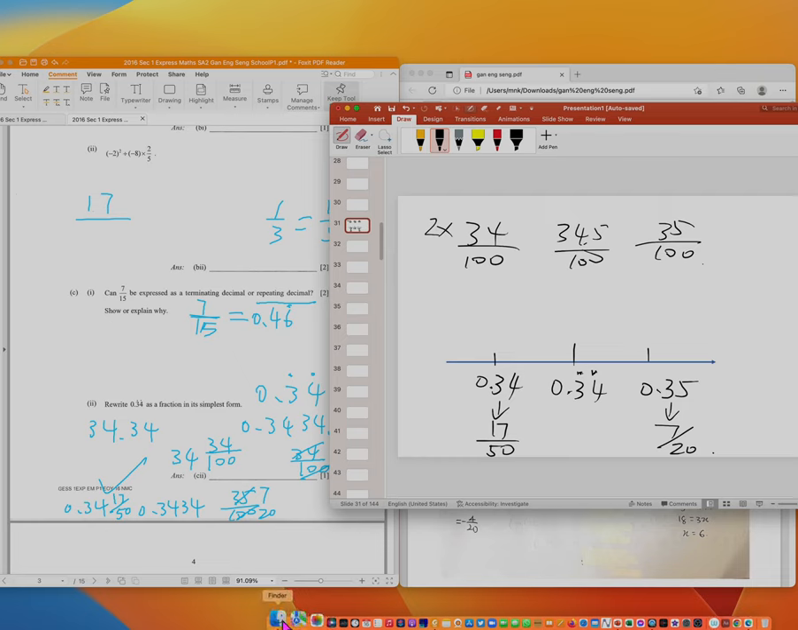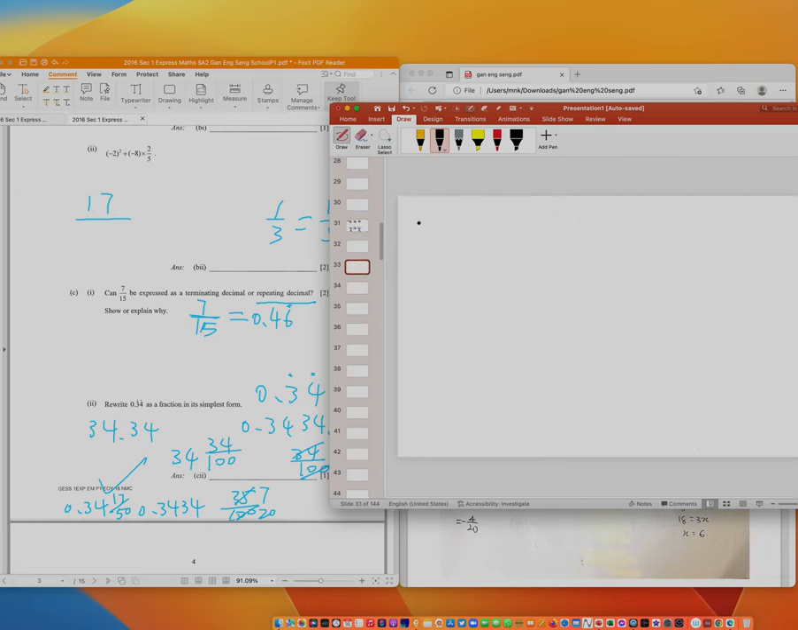Basically, this 0.3434 repeating, you let it be x, or you let it be u. Then you times 100u, so you are going to get 34.3434 repeating.